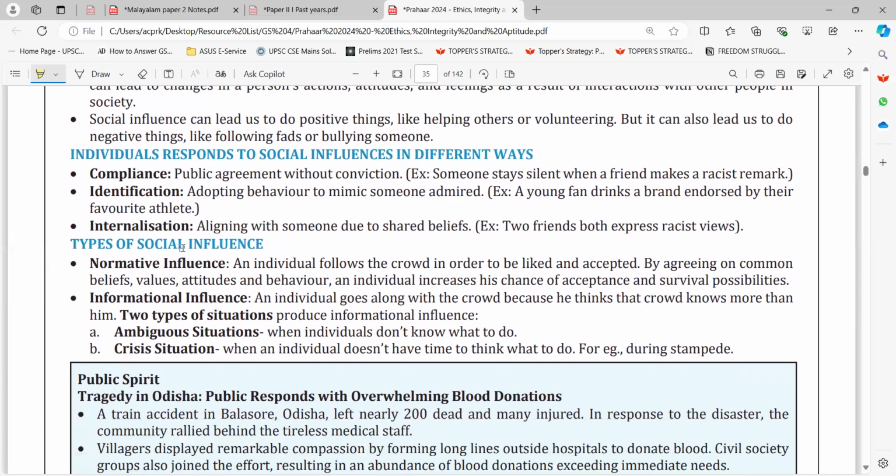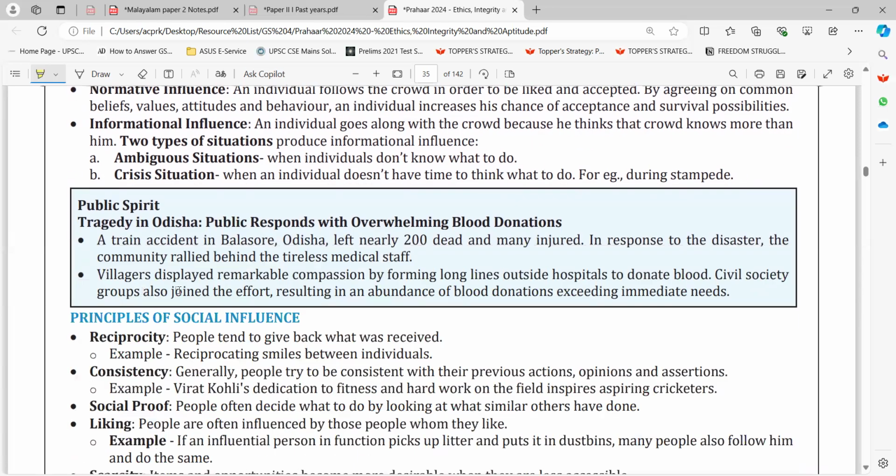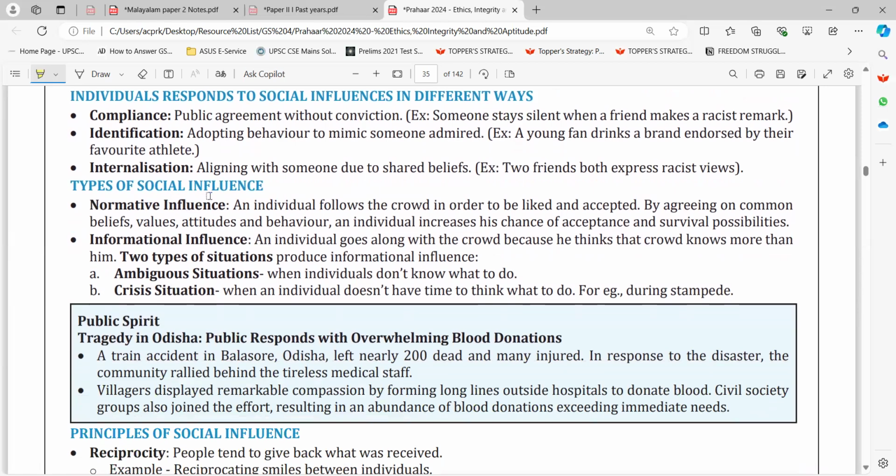Types of social influence: normative influence, informational influence. Okay, normative influence, an individual follows the crowd in order to be liked and accepted. By agreeing on common beliefs, values, attitudes, and behavior, an individual increases his chance of acceptance and survival possibilities. Informational influence, an individual goes along with the crowd because he thinks that the crowd knows more than him.